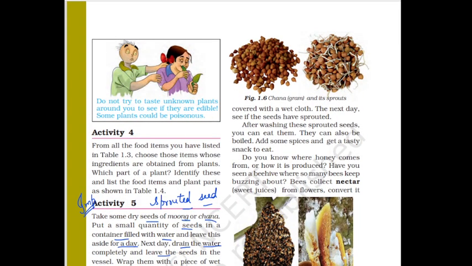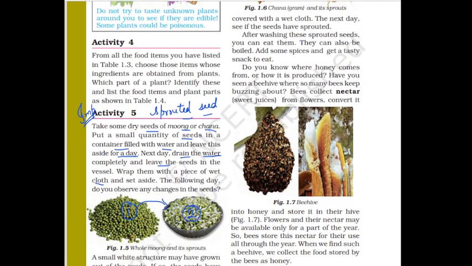And then you are going to add some spices to it. You can fry it in oil, you can boil it and eat it as a snack. Isn't it interesting students? Alright, then the next concept is where honey comes from.